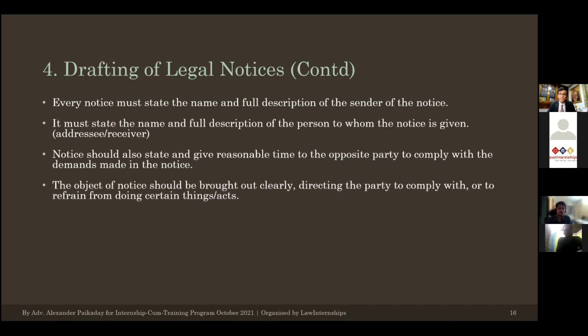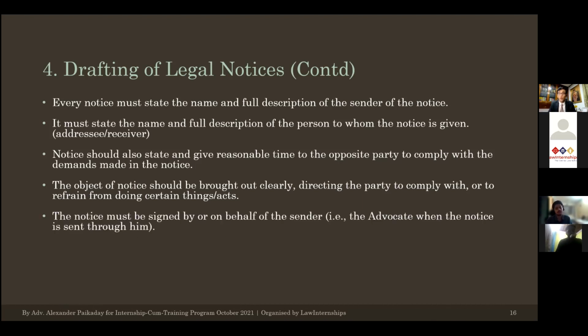Now, the object of a notice should be clear, directing the party to comply with or to refrain from doing certain things or acts. For example, if you're asking a friend of yours to give you money, it should be a compliance. Or, for example, if you're asking your neighbor not to build a wall because it's trespassing into your land, you are asking the neighbor to refrain from building a certain wall.